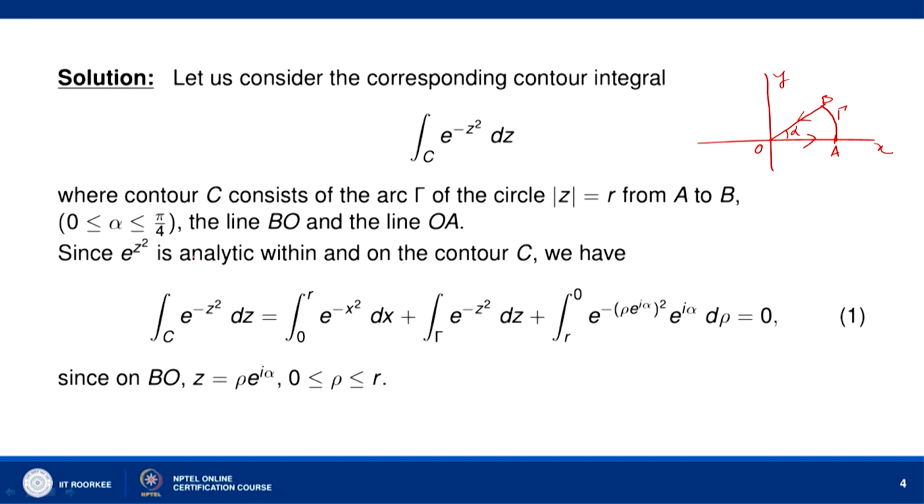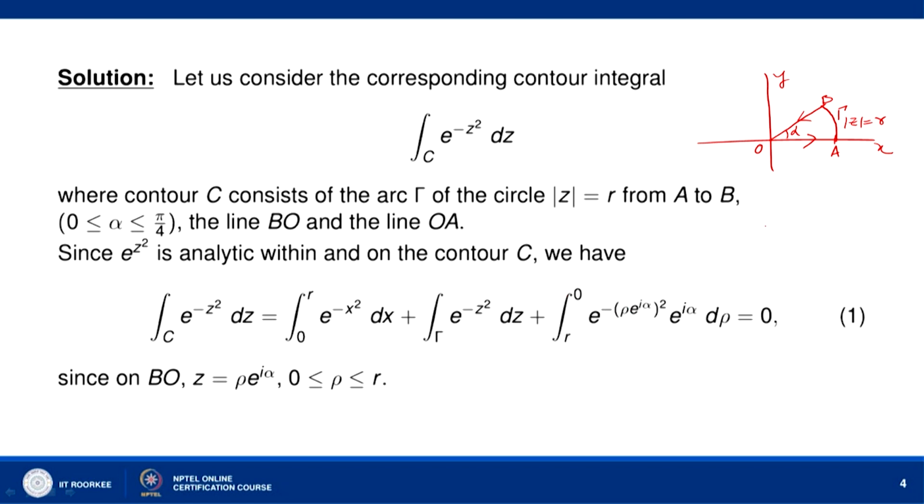Now, e to the power minus z square is an analytic function within and on this contour C. So, we have integral over C e to the power minus z square dz equal to integral 0 to r. Now, you see this AB is the arc of the circle with mod z equal to r, so OA is equal to r. Along OA z is equal to x, and therefore, we have integral 0 to r e to the power minus x square dx, then integral along gamma e to the power minus z square dz, and then integral from r to 0. We are coming from B to 0, so integral from r to 0.